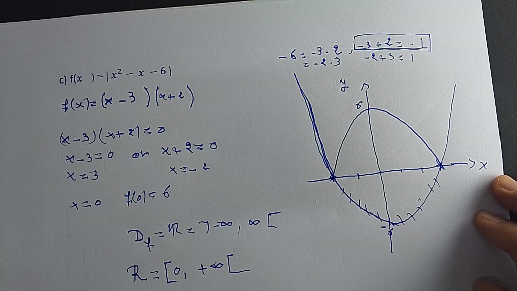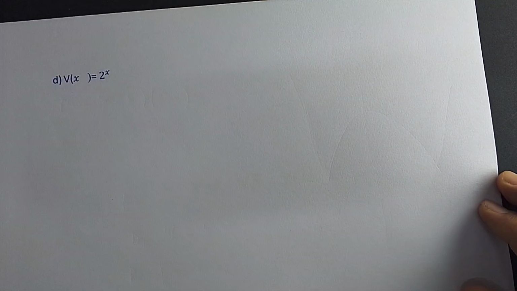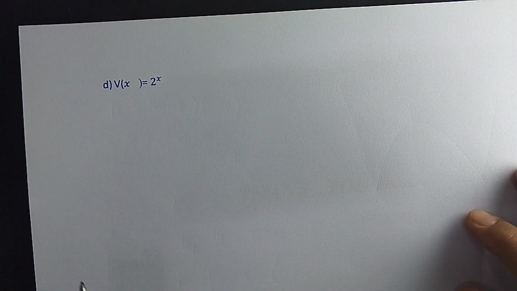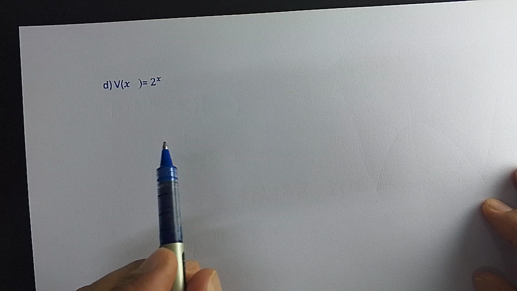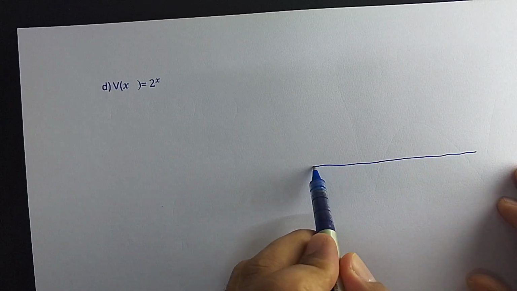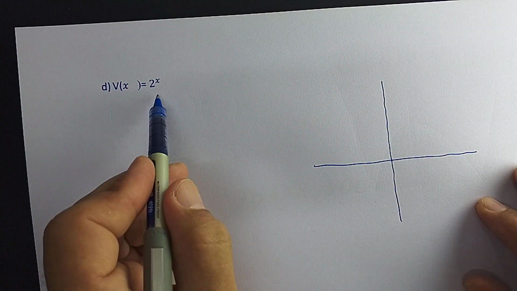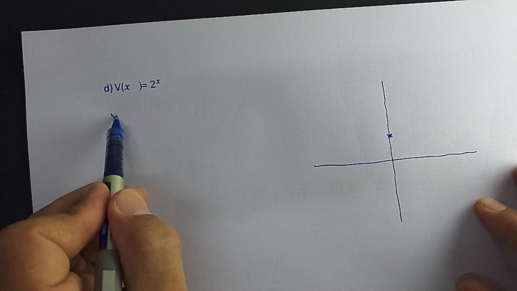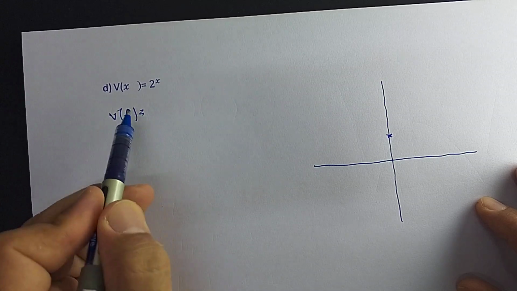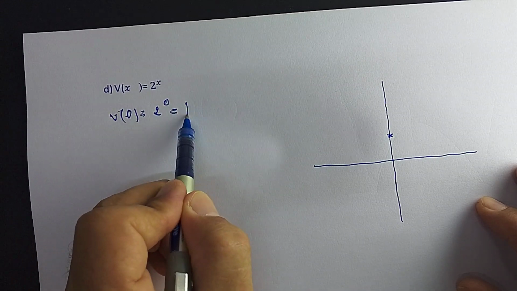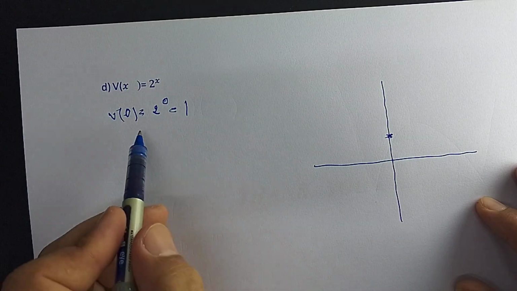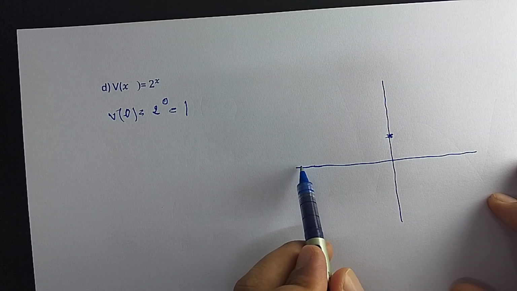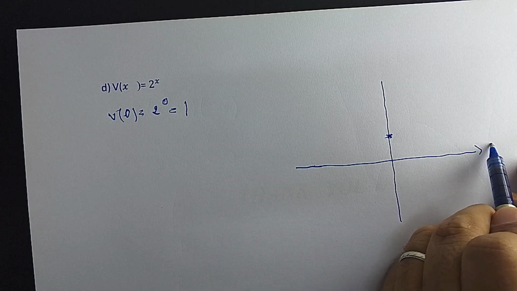Okay, let's move to the last example. v(x) equals 2 to the exponent x. What can I do for this function? We know that any such exponential goes through the point where v(0) equals 2 to the exponent 0, which equals 1. The asymptote in this case is the x-axis.